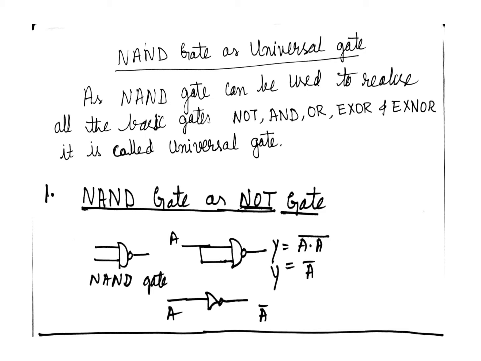operation is obtained. The symbol for the NOT gate is shown here. If A is the input, A complement is the output. So the same thing is obtained using NAND gate, y is equal to A complement, and hence NOT gate is realized using NAND gate.